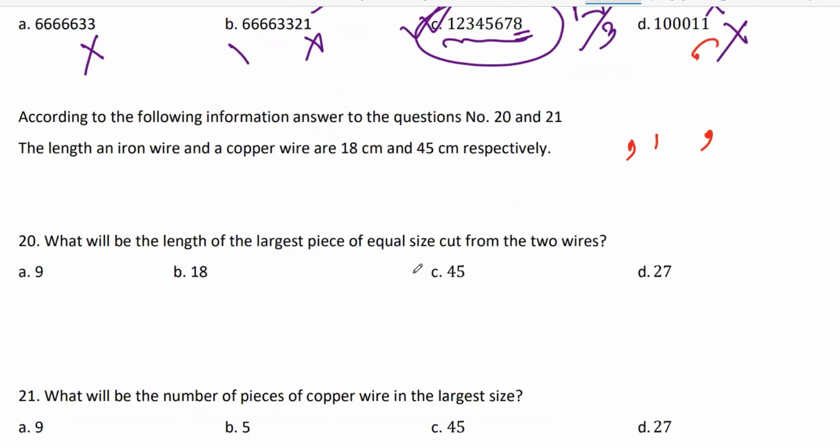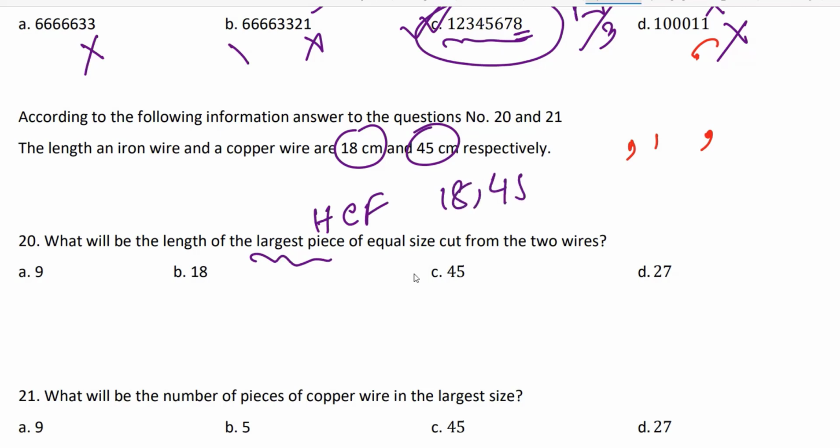Now, according to the following information, answer question numbers 20 and 21. The lengths of an iron wire and a copper wire are 18 centimeters and 45 centimeters. What will be the length of the largest piece of equal size cut from the wires? Definitely we have to find their HCF. The keyword is largest. That means HCF of 18 and 45. So this is question number 20. The answer is the largest size, so their HCF is 9.